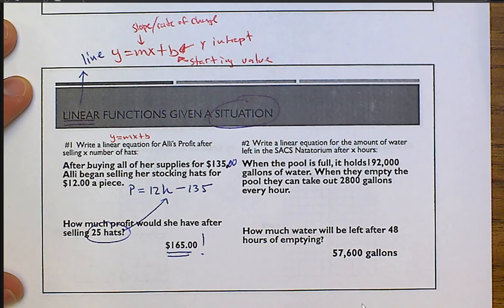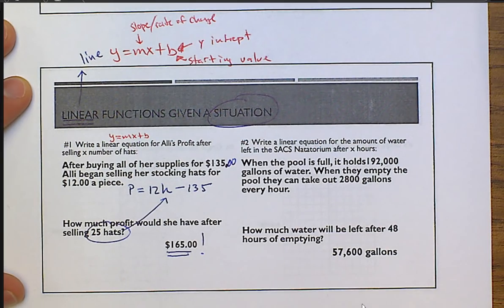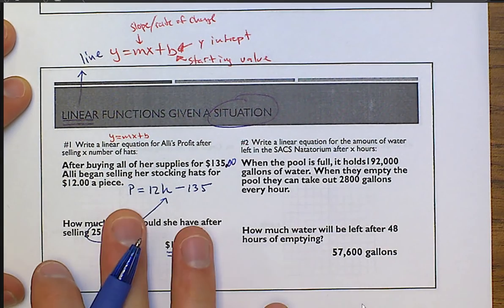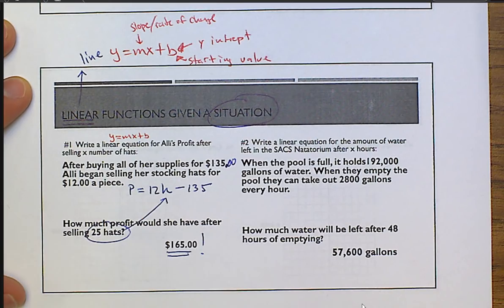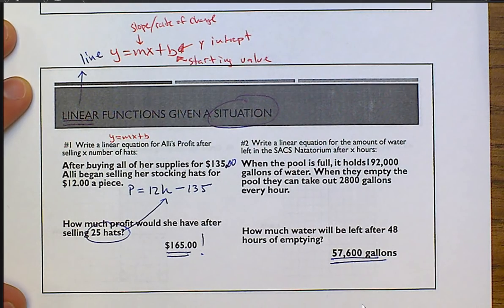Situation number 2, I would like you to try on your own. So go ahead and hit pause. Try it. It's very similar to this one with Allie and her hats. See what you come up with. See if you can get 57,600 gallons. Okay?